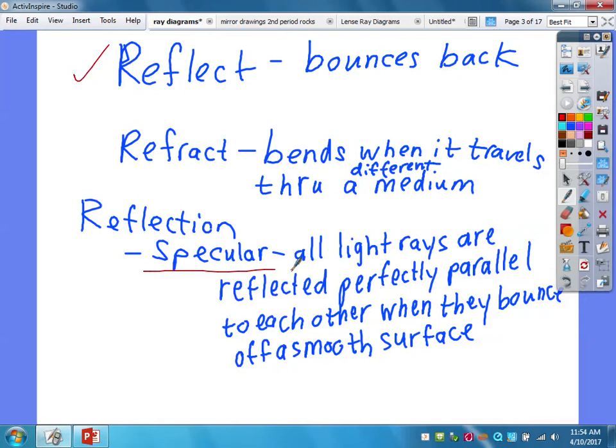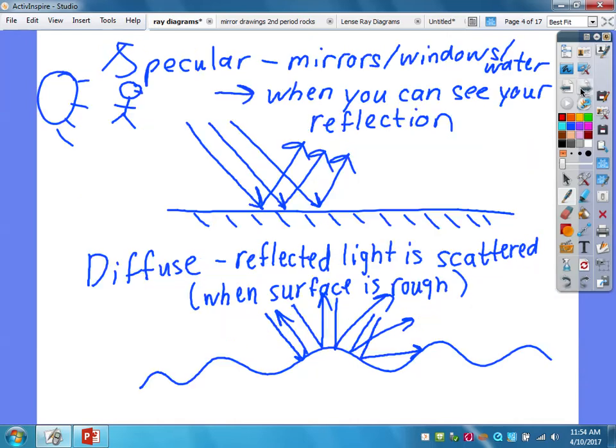All the light rays will reflect back. This will occur when it hits a smooth surface. So this is what's happening when you look at your reflection in a mirror. Okay? The light hits you, hits the mirror, and then bounces back to you again, to your eyes. Since they're all bouncing back parallel, you can see yourself in the mirror. You will see an image created. All right, so that's specular reflection.